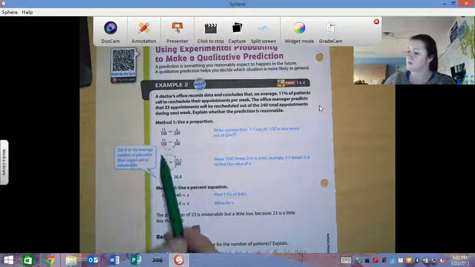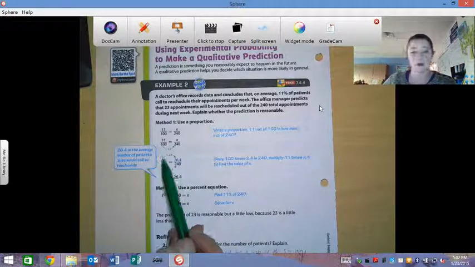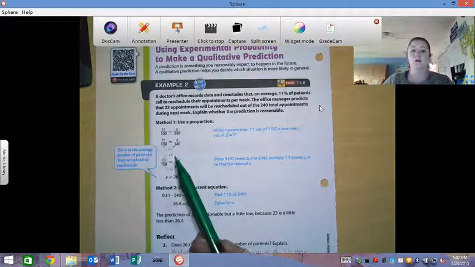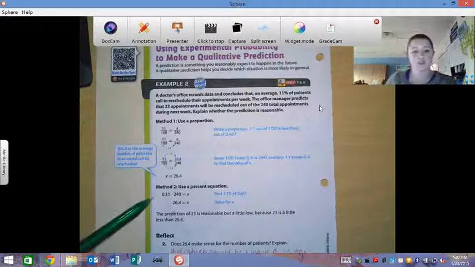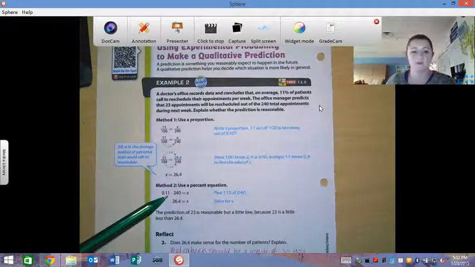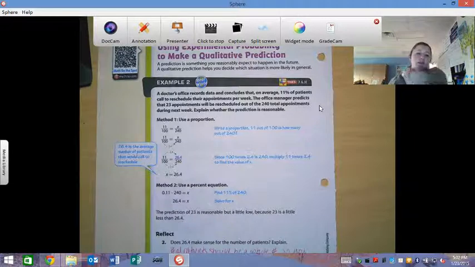So then we multiply our denominators by 2.4, and then we multiply our numerators by 2.4. Remember, you can always cross-multiply. You should end up getting 26.4 patients. The other way is to use your percents. So we would change 11% to a decimal, which is 0.11, and multiply it by 240, and it still gives you 26.4. So her prediction is reasonable at 23, but it's a little bit low because he should really have about 26.4.